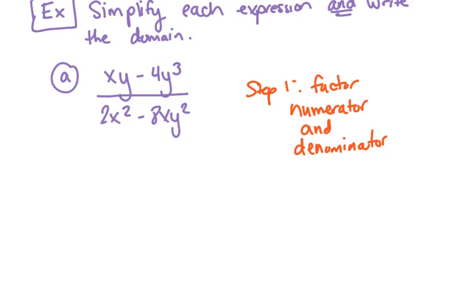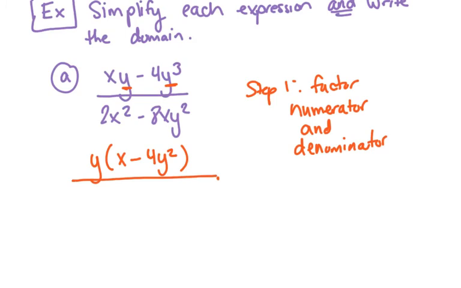So on the top, I'm gonna look for what they have in common, and it looks like they have a y in common. So I'm gonna put the y in the front. So I took out the y, which means I only have an x left. And then I have a 4 left, and I took out 1 y, so I still have 2 y's left.